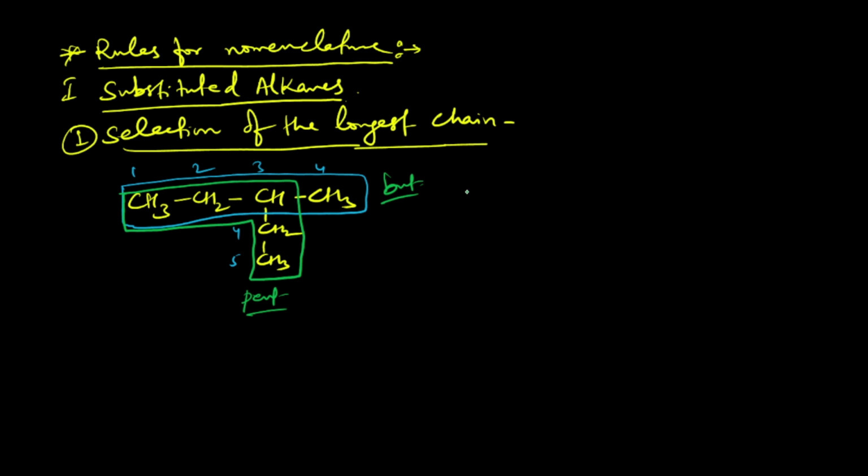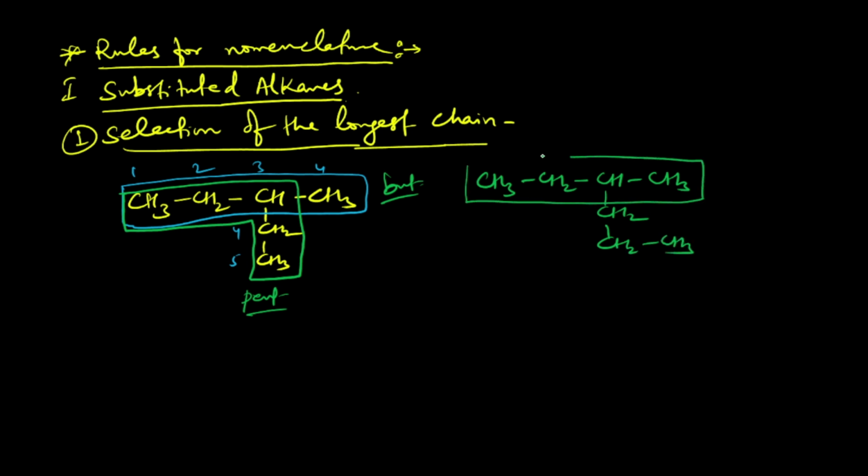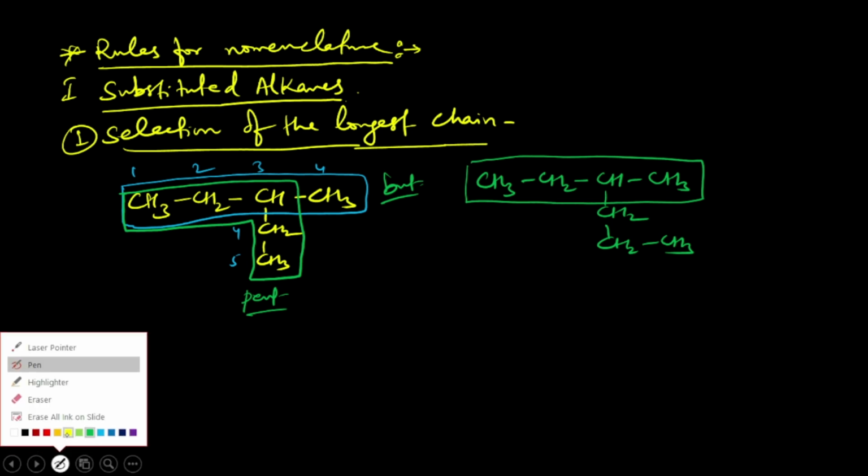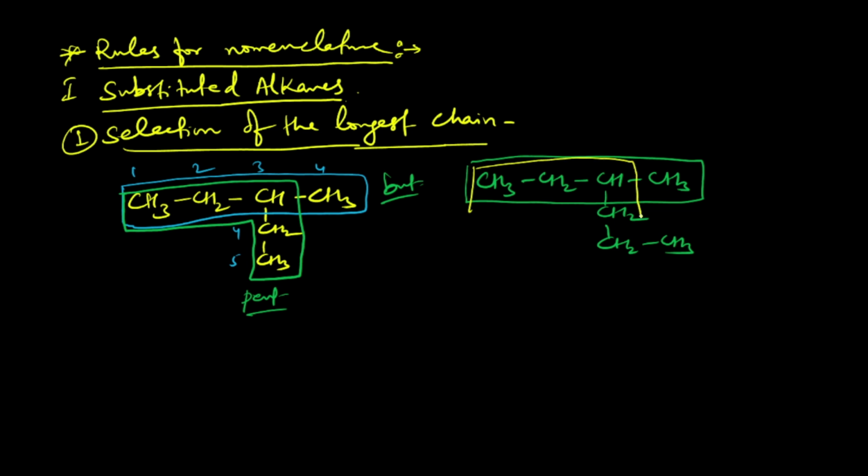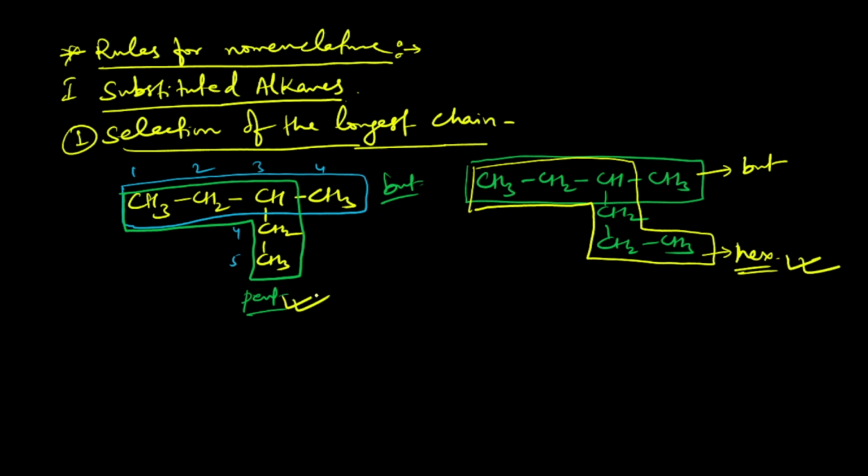Now one more example: CH3, CH2, CH, CH3, CH2, CH2, CH3. In this case, this is your 4 carbon member, and the lower one we are going with. See, it is not ending over here, it continues like this. So how many carbons are there? 1, 2, 3, 4, 5, 6. If you go this side, it will be but; if you go this side, it will be hex. So the longest chain will be this one. Like that you have to select it. But now we are not selecting the substituent; that we will go into further. This is rule number 1, only the selection of the longest chain.